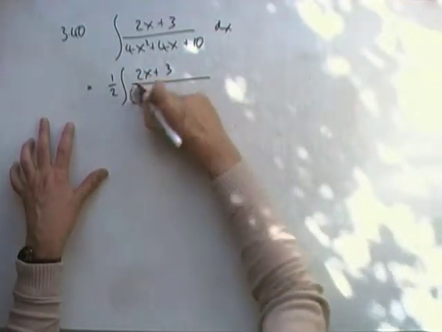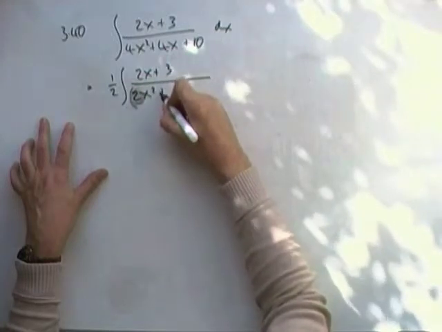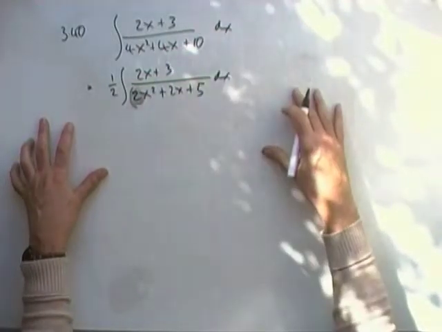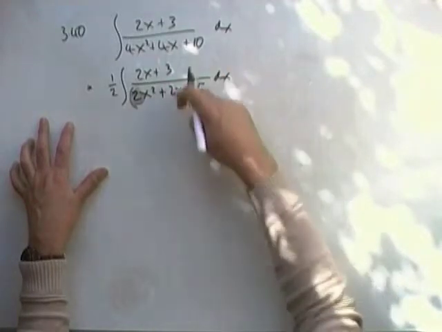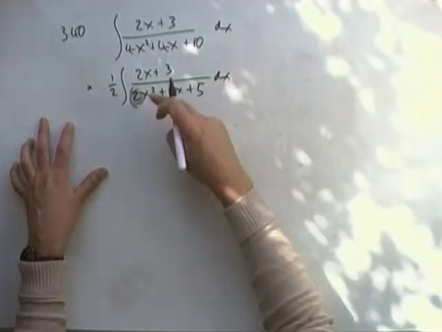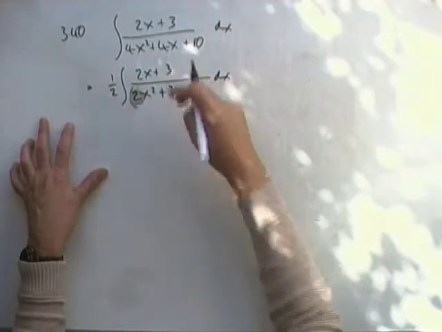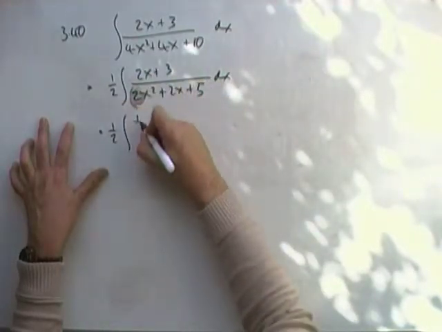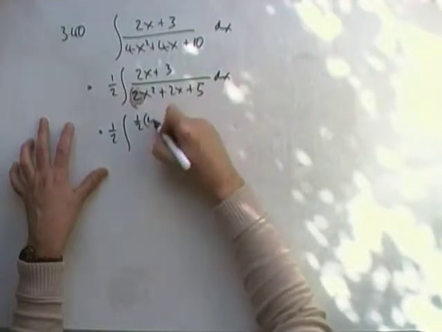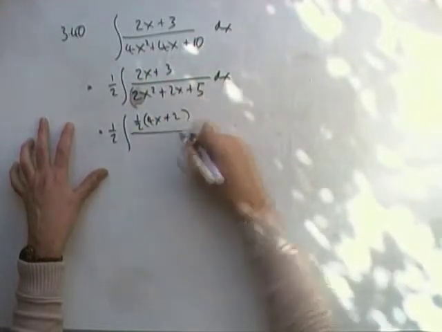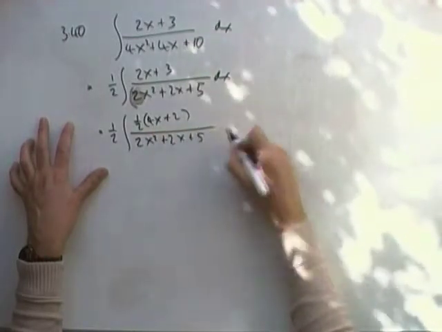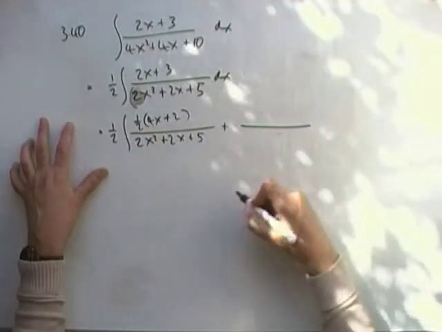Over 2x squared plus 2x plus 5 dx. Right, the next part would be this. That's pretty close to the derivative of that. If I had 4x plus 2, it would work. Well, I've got half of that, so I've got half of what I want. I actually want 4x plus 2 to match this, to be its derivative. That means I'll have a bit left over here as well.